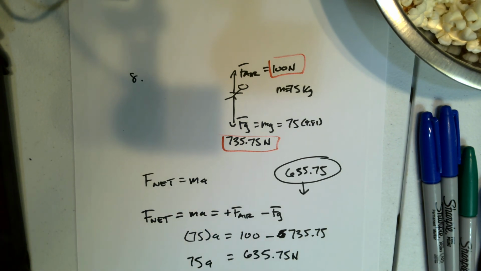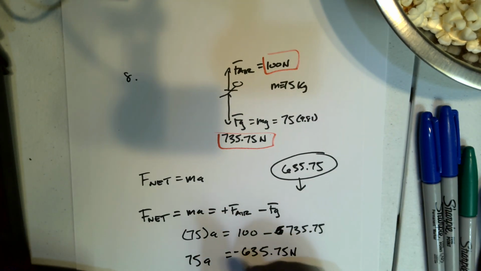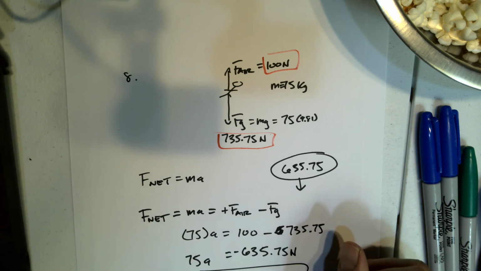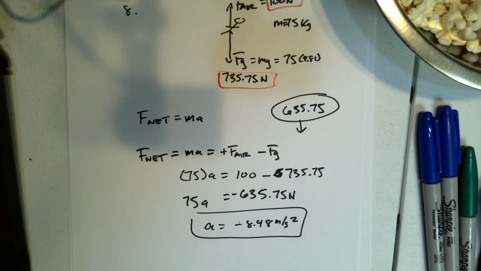And then all we have to do is divide both sides by 75. And what we're going to find is that we get the acceleration. And if we calculate the acceleration here, don't forget my negative sign that should be there. It is negative 8.4, I'll round it to 8 here, meters per second squared. And when we solve for that, we get the sign. That tells us that this person is accelerating downwards, which should make sense because they are falling down.